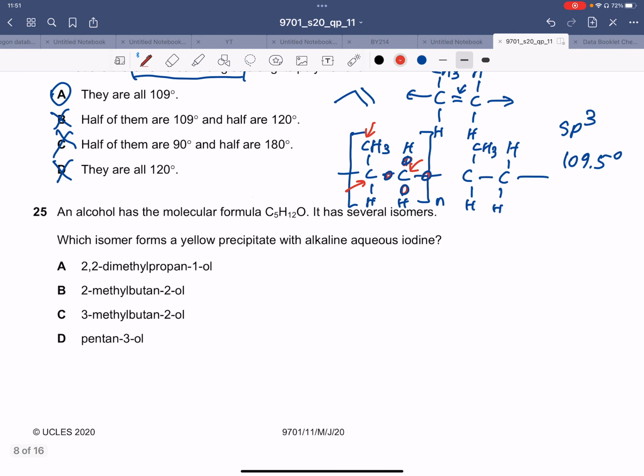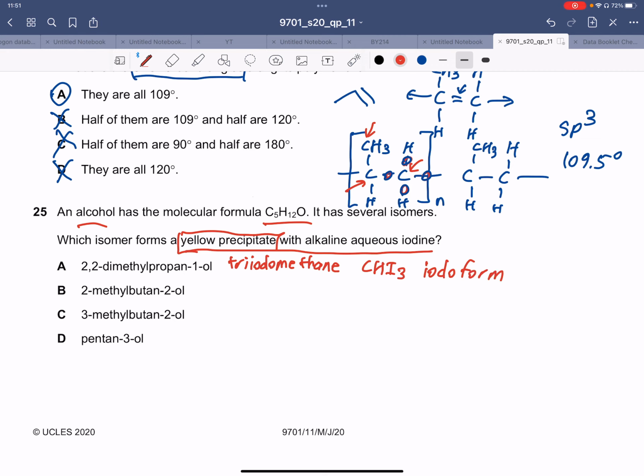Question 25. An alcohol has the molecular formula C5H12O. Okay, so we know it's an alcohol, and we know that's the molecular formula. What forms a yellow precipitate with alkaline aqueous iodine? Ooh, okay. So the first thing that comes to mind whenever you see this word yellow precipitate is triiodomethane. And what triiodomethane is, it is CHI3. And you also call it iodoform. But you don't really need to know that, but that's just another name for it. If you did paper 4, hopefully you knew that.